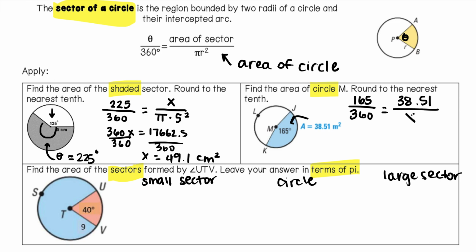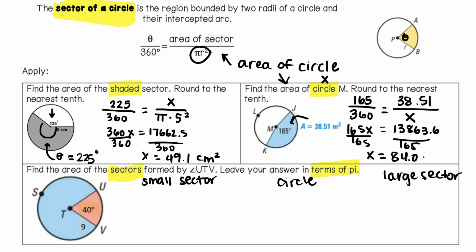Well, I don't know it, so I'm going to call it x. X will be the area of our circle, and I'm just replacing this entire formula, pi r squared, with x because I want to know, well, what is the area of my circle? So I can just then cross multiply to get my x. So 165x will equal 13,863.6. We'll divide by 165 on each side, and we're left with x equals about 84.0 meters squared for our area.